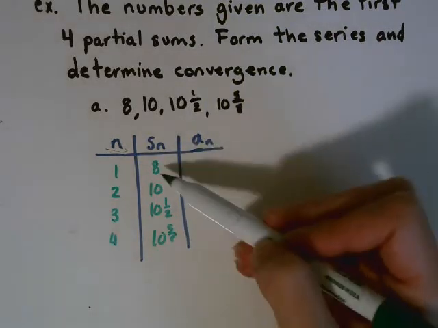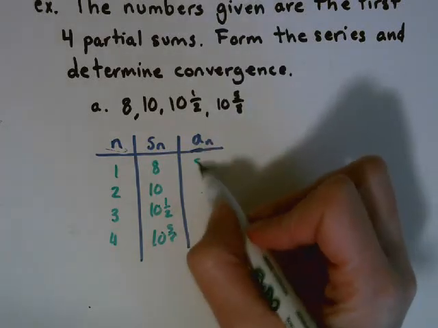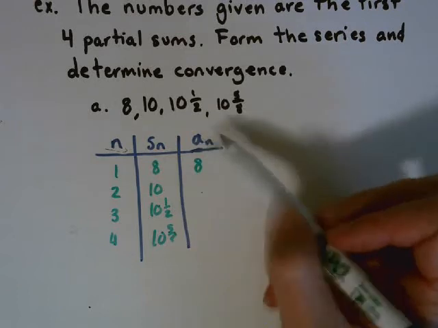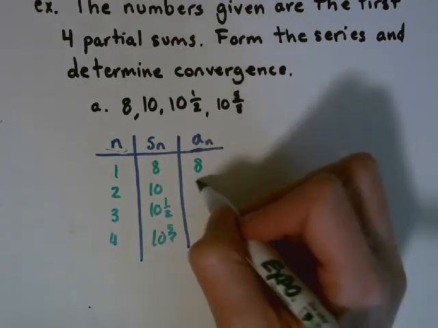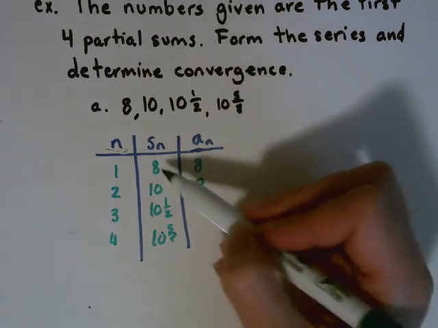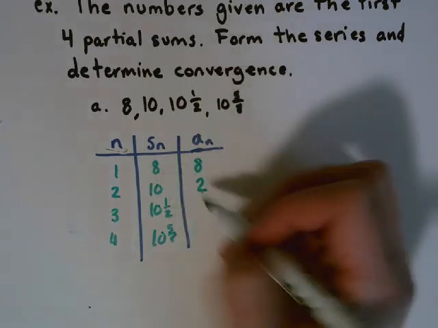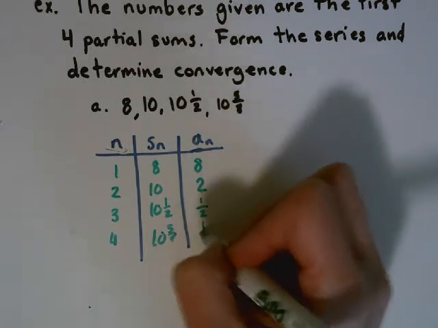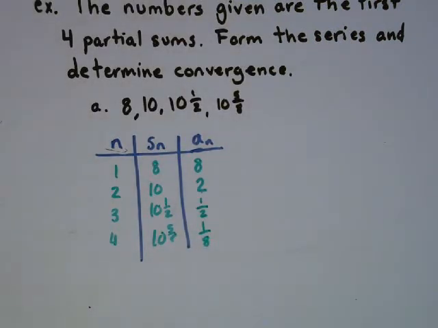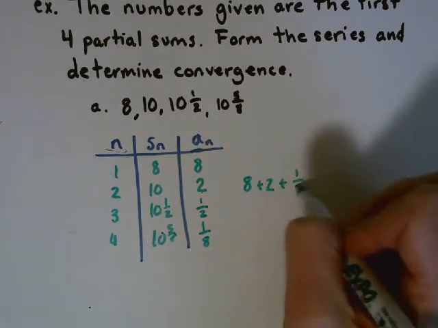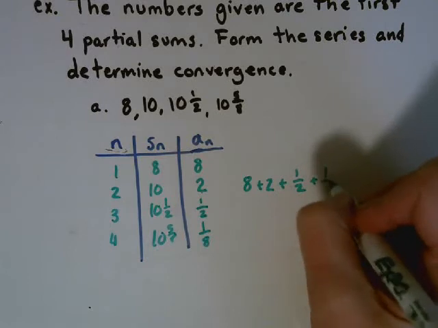So if the sum of the first one term is 8, then the first term is 8. If the sum of the first 2 terms is 10 and the first term is 8, that means the second term is 2. If the sum of the first three terms is 10.5, that makes the third term equal to 1/2, and then 1/8. So our series is 8 plus 2 plus 1/2 plus 1/8.